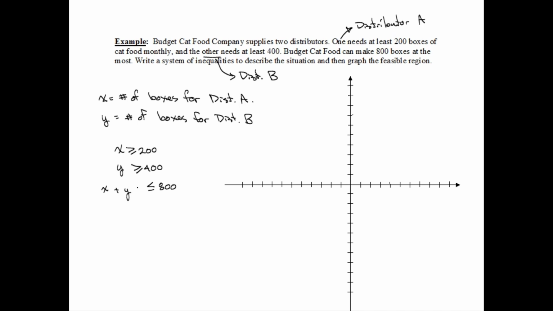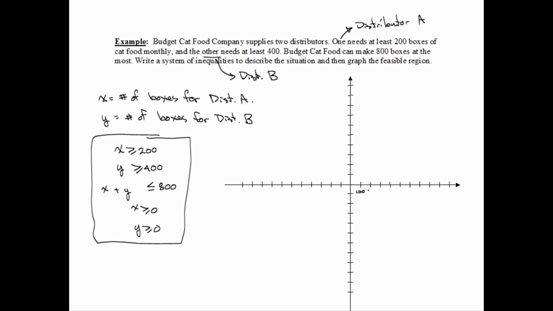What about negatives? Does it make any sense for the number of boxes for distributor A to be negative? No. Same with B. That tells us that x has to be greater than or equal to 0, and y has to be greater than or equal to 0. So here is our system of inequalities. Now let's graph this region. We need to choose our scale carefully.